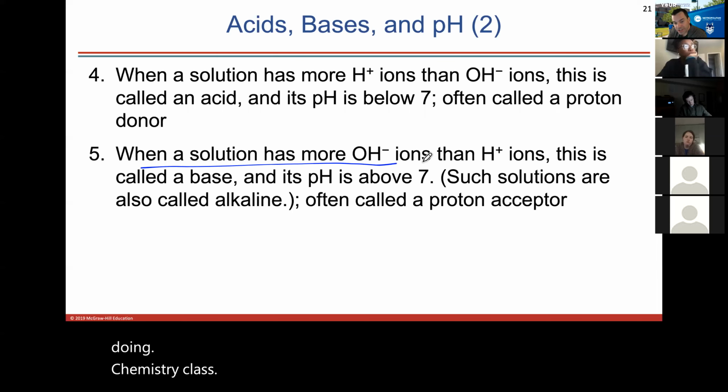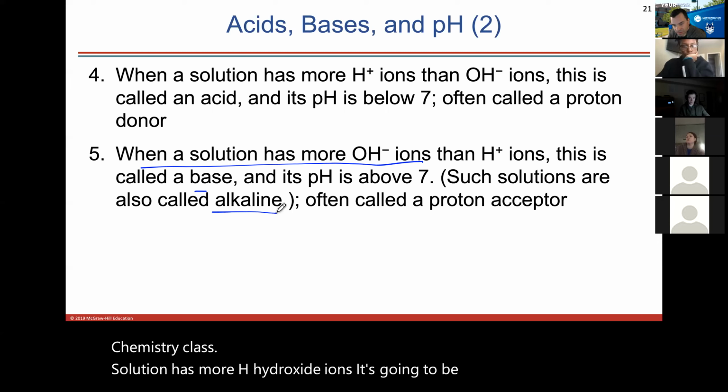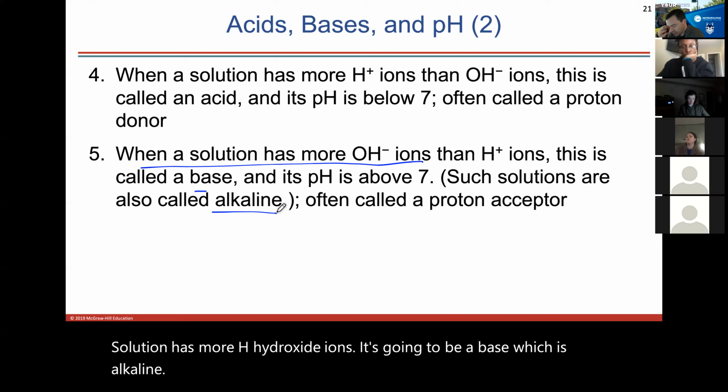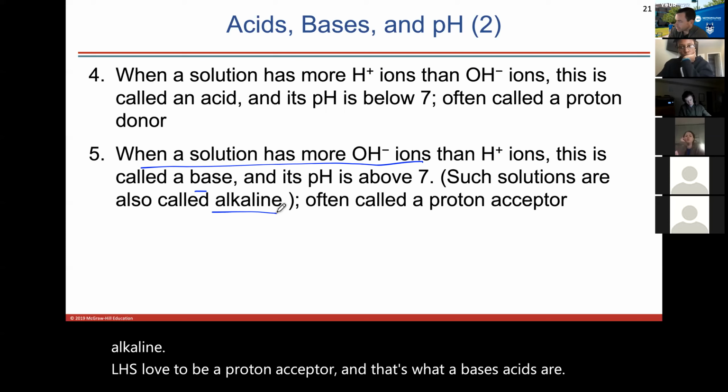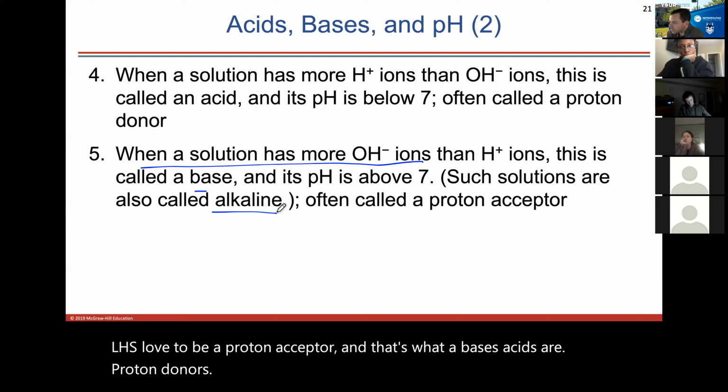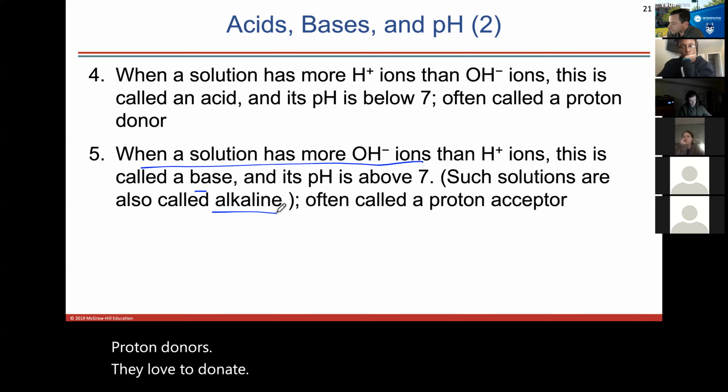If a solution has more OH, hydroxide ions, it's going to be a base, which is alkaline. OH loves to be a proton acceptor, and that's what a base is. Acids are proton donors. They love to donate. And that is just referred to as acidic.